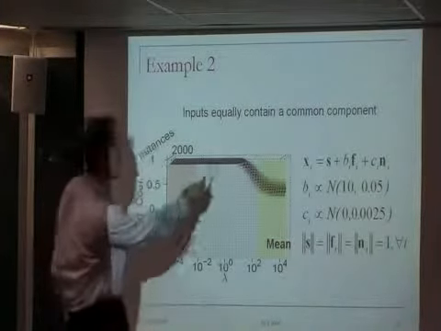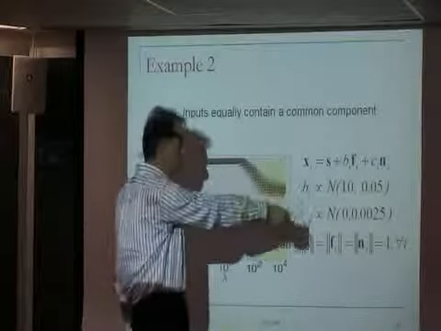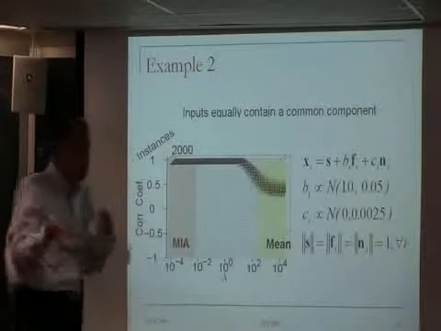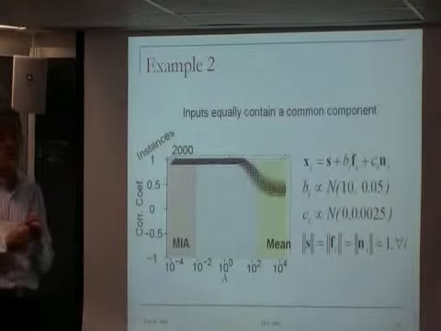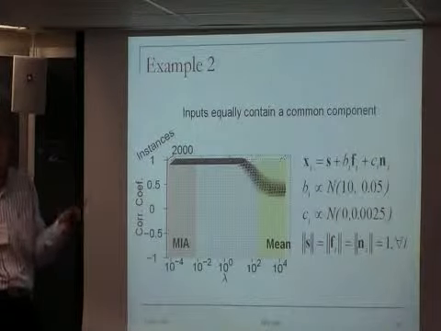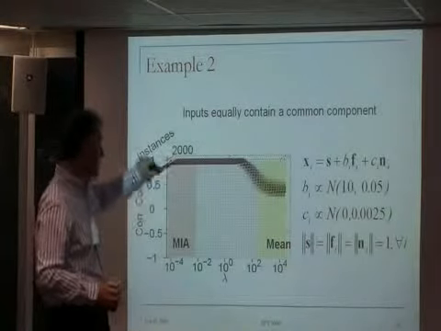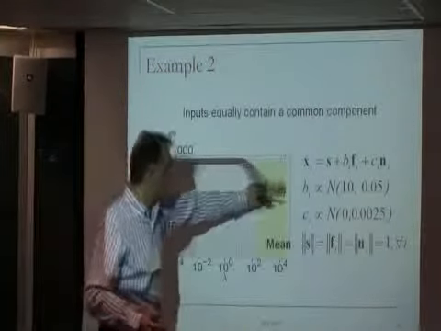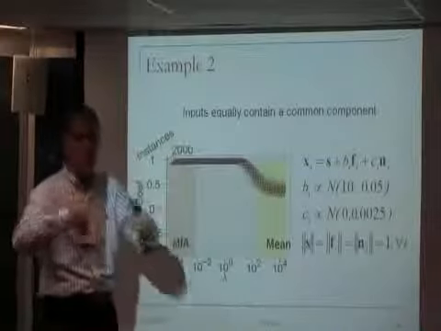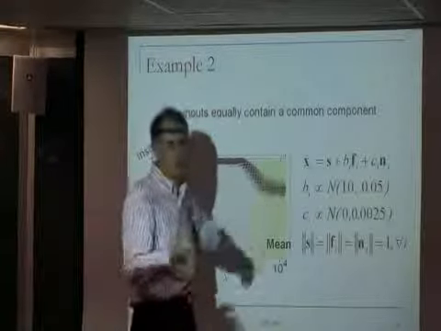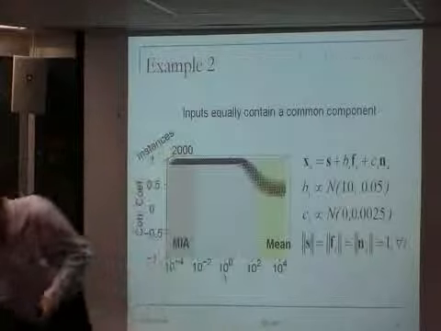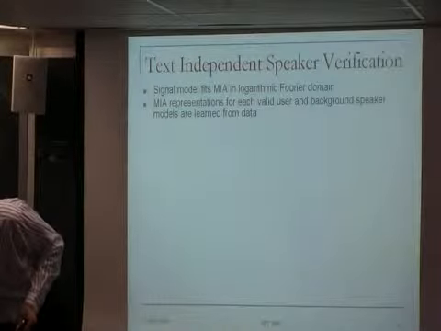And in this case, when inputs equally contain a common component, which is the assumption that I made initially, that eventually is satisfied somehow in the data, in any data, that really manages to extract something that's very different from the mean. The mean, repeating experiments, would jump all over, would not give any consistent results.